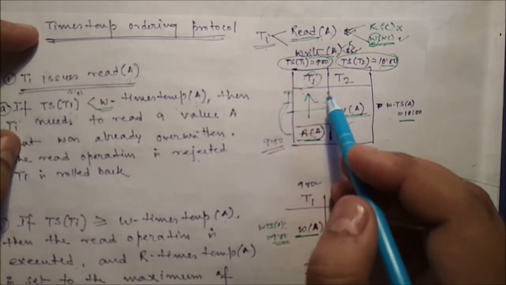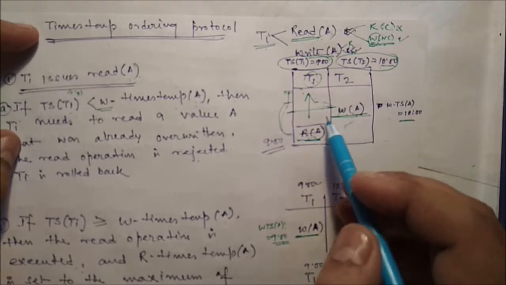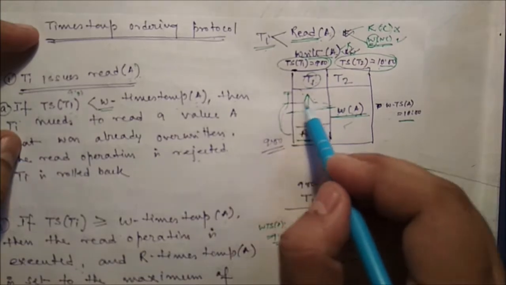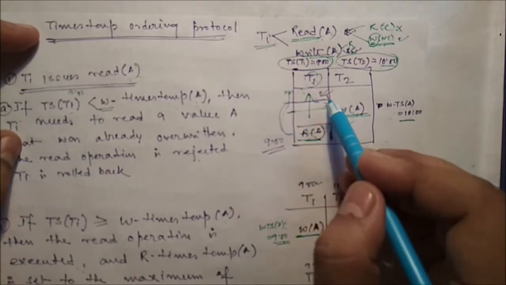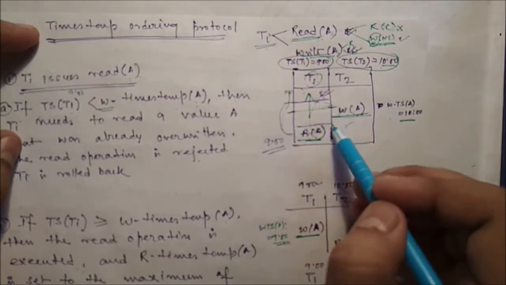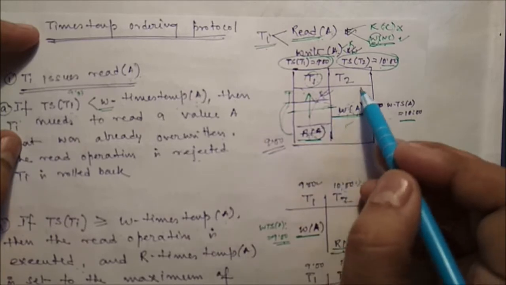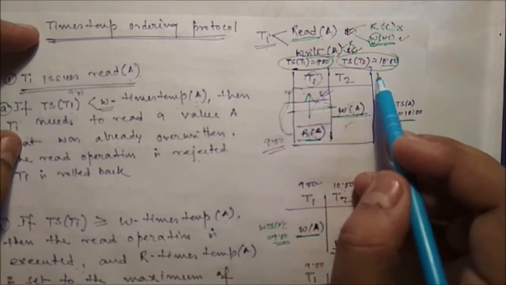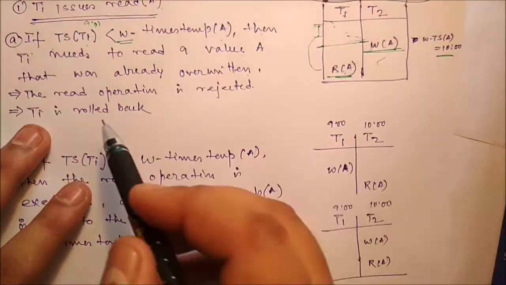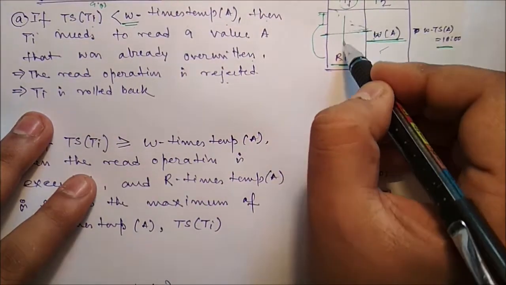So T1 must execute all its operations before the other transaction's operation. But here T2 and T1 are swapped, that means the R A value must be somewhere here, but it is executing in this place instead of this one. That means swapping the conflicting operation, so it is not allowed. Okay, so that is a violation, so definitely inconsistency will occur. So the read operation is rejected and T1 is rolled back. So this particular transaction is rolled back.